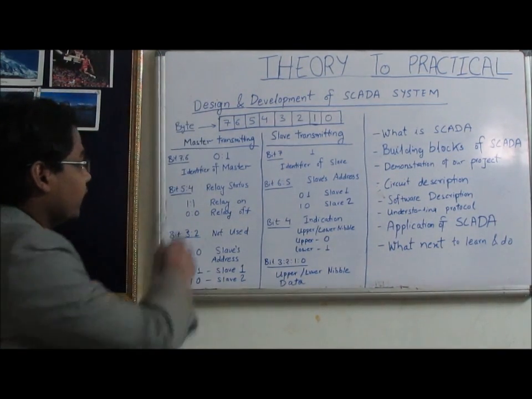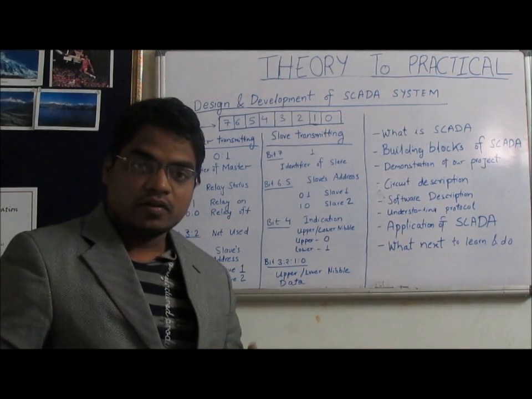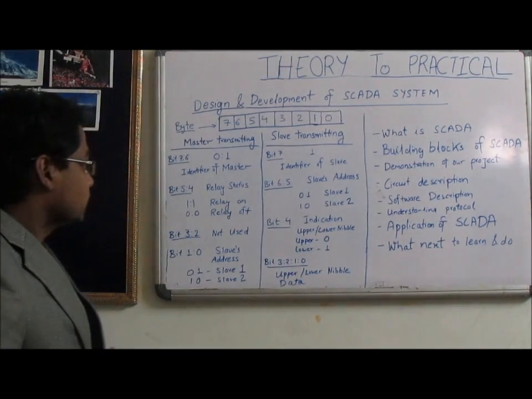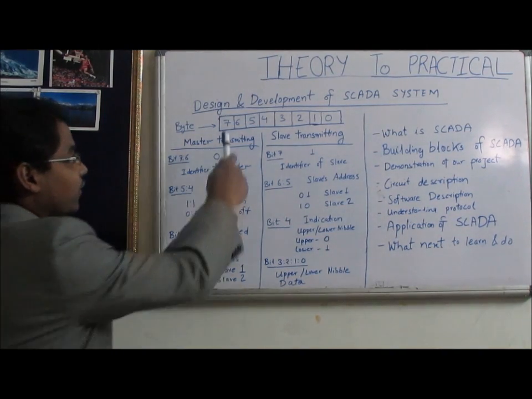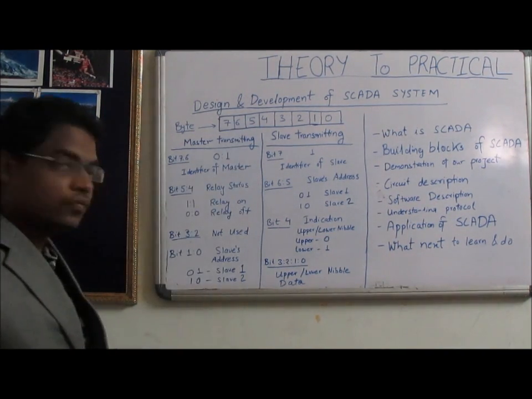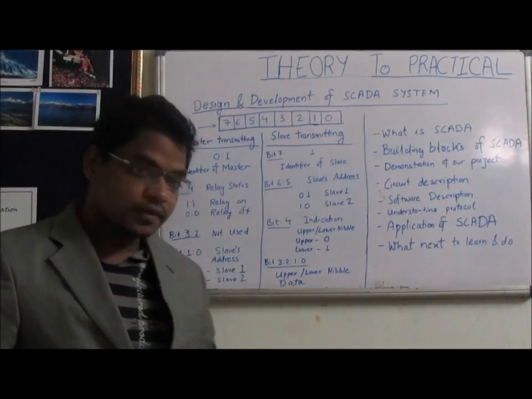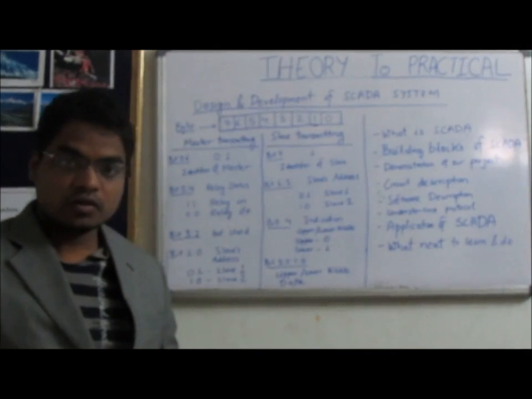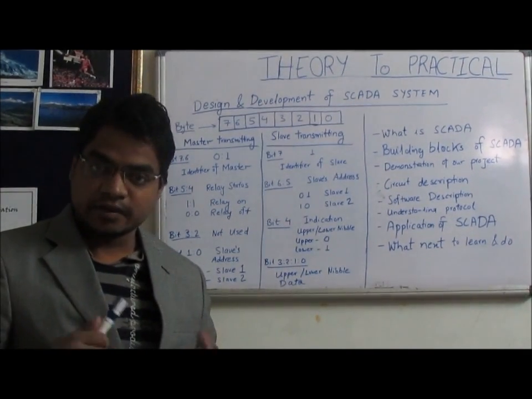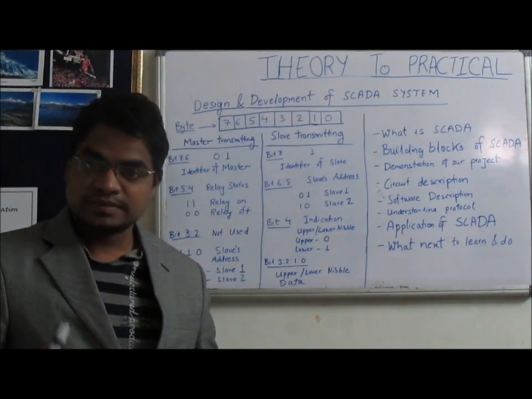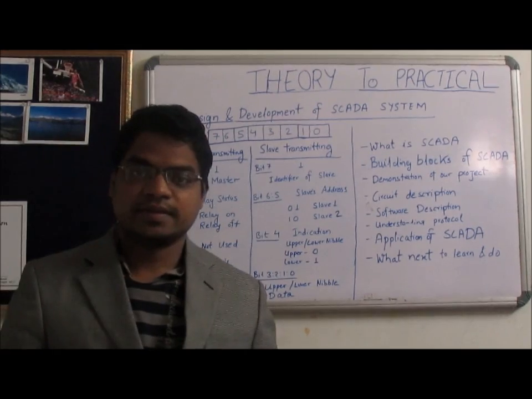Now come to bit 7 and bit 6. They are the identifier of master. If the slave is getting at bit 7 and 6 something different from 0 1, like 0 0, 1 1 or 1 0, then it will understand that this data is corrupted and I should discard this data. Now we will see how slave will set its data.